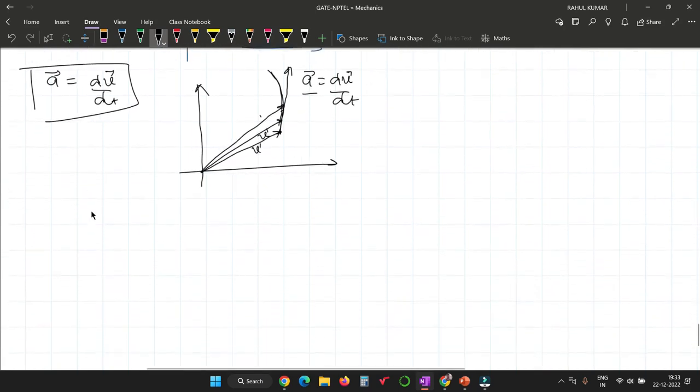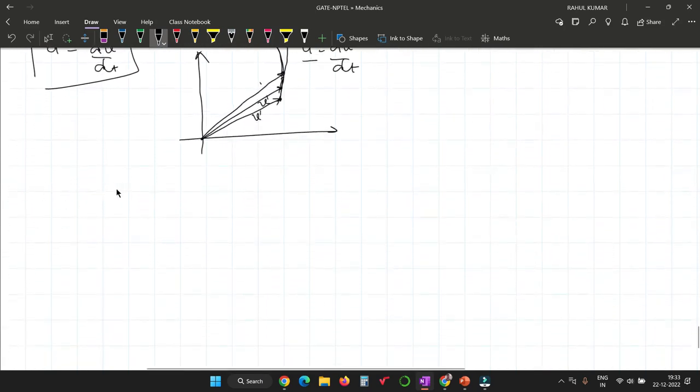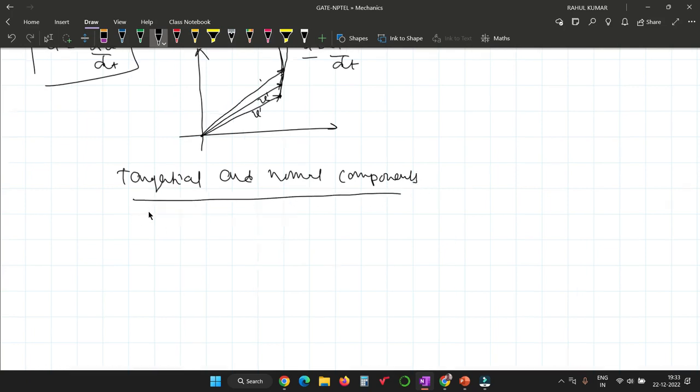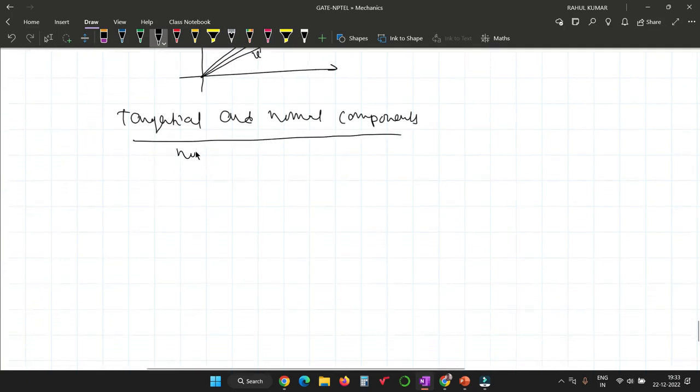Let's move to the next topic: tangential and normal components. So it is non-rectangular components.